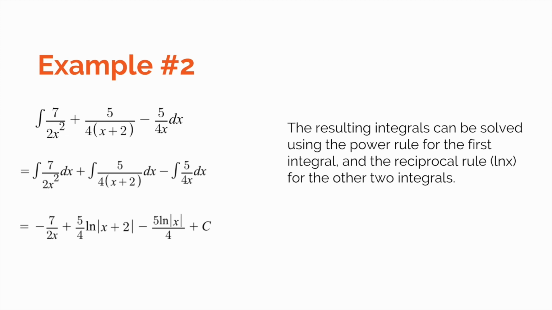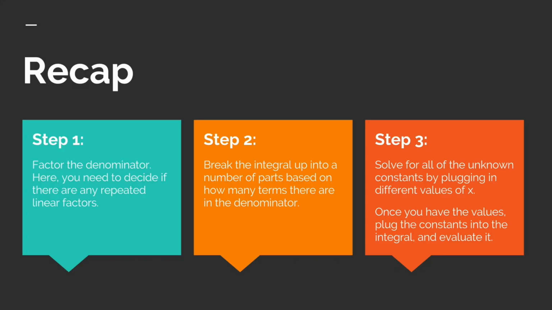So now that we've made it through these tedious partial fraction integrations, it's important for us to look back on some of the things we learned throughout the video, which is why we're going to recap everything we went through. Step one is to factor the denominator. Here you want to decide if there are any repeated linear factors and proceed with the problem accordingly. Step two is to break the integral up into the number of parts based on how many terms there are in the denominator. And step three is to solve for all the unknown constants by plugging in different values of x. Once we have these values, we can plug the constants back into the integral and evaluate it.